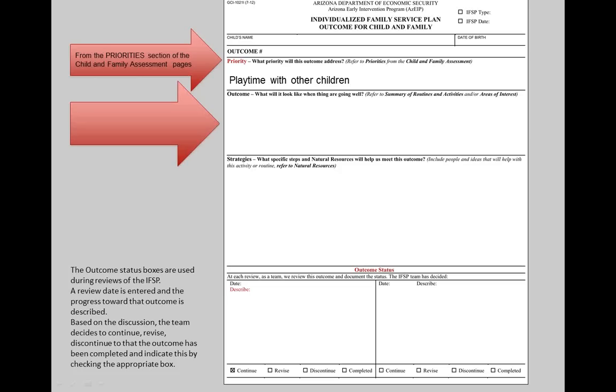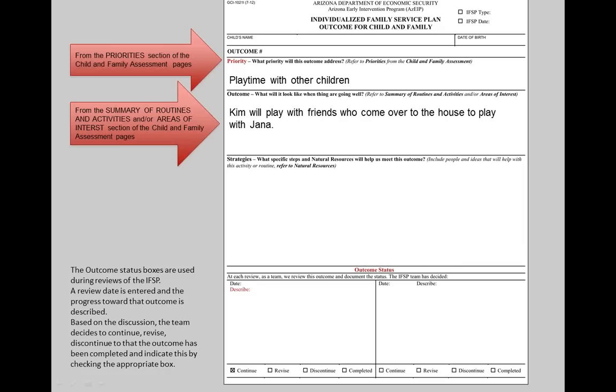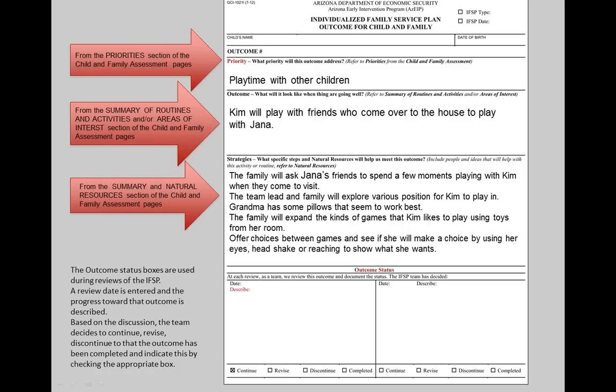Next, the outcome statement is developed. The team can flip back to the previous page and review what that activity or routine would look like if it was going well to help them develop this statement. Then, the specific steps that the team and family members will take to reach the outcome are documented. When identifying these specific steps, the team also uses information from the Natural Resources section of the assessment to develop strategies that are unique to this child and family.